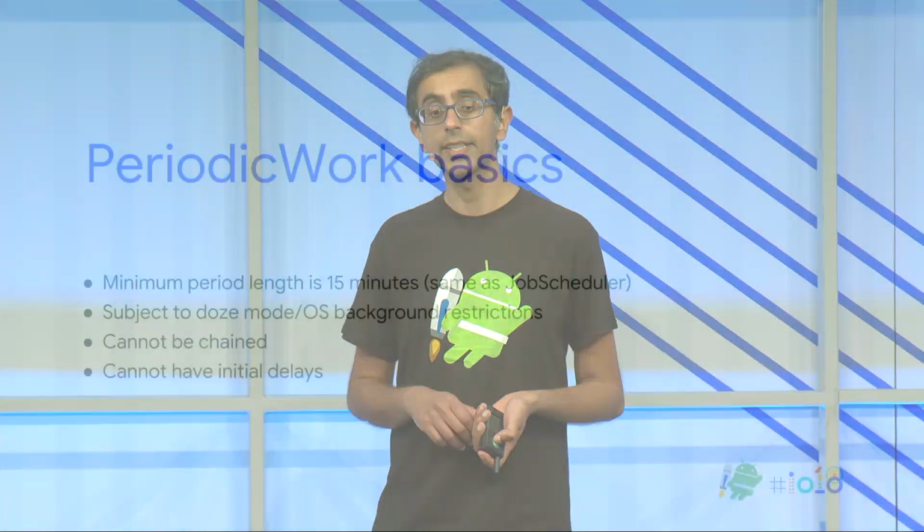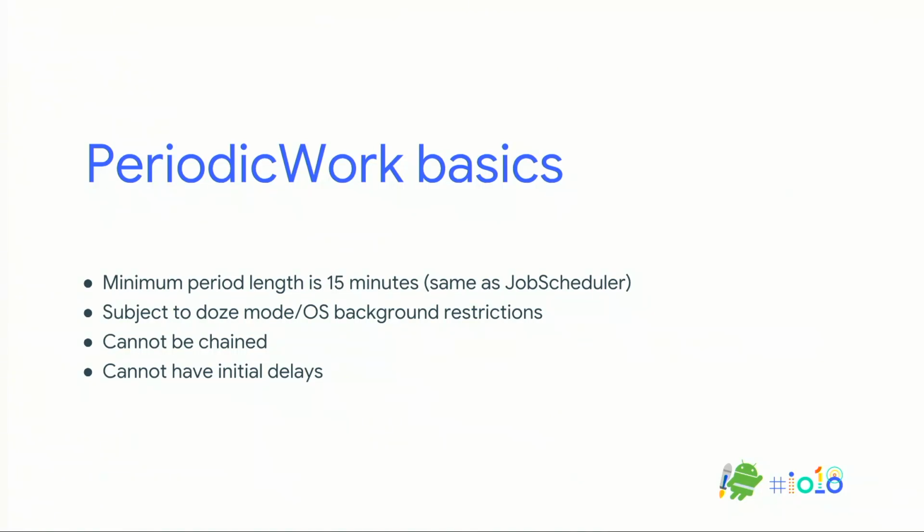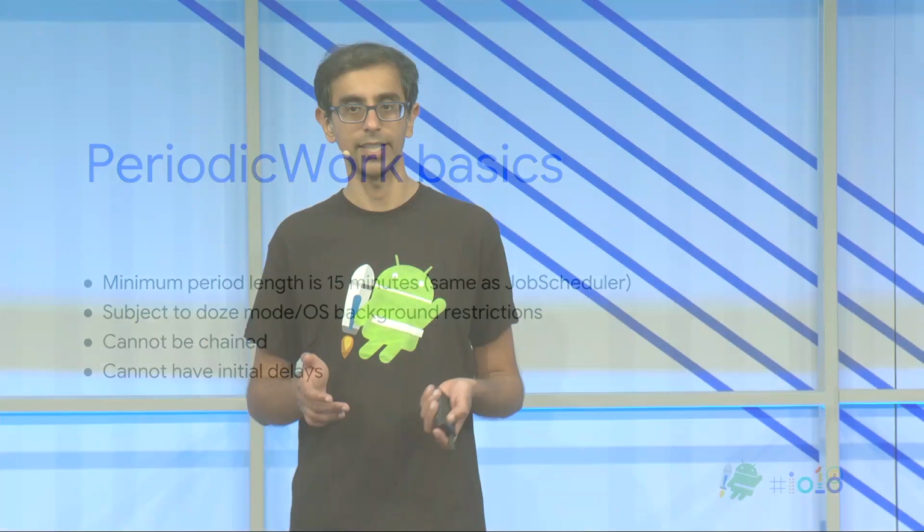A few notes about periodic work. It works very similarly to everything you've seen so far. Just a couple notes on it. So the minimum period length is the same as Job Scheduler. It is 15 minutes. It is still subject to Doze mode and OS background restrictions, just like any of the other work we've talked about. It can't be chained, and it can't have initial delays. And we think that that just sort of makes good API sense. It's much more reasonable to think of it in those terms.